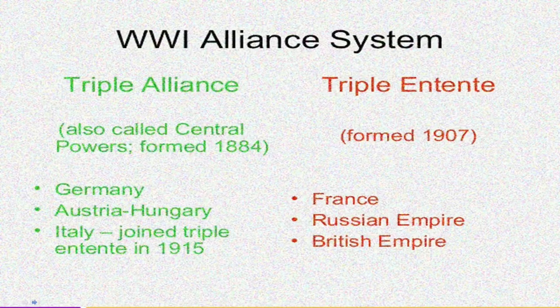The World War I alliance system can also be summarized as this. The Triple Alliance was also known as the Central Power, we said, formed in 1984. Or it was the Triple Entente in 1907, comprising Germany, Austria-Hungary, and Italy, which later joined the Triple Entente in 1915. France comprised the Triple Entente. You had France, the Russian Empire, and the British Empire. These were the two alliance systems in World War I.